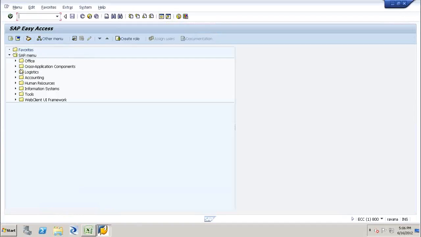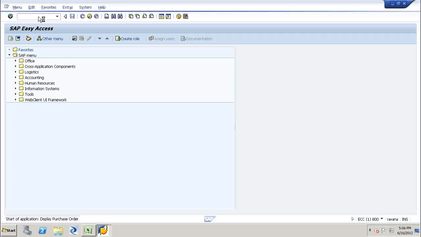Say here, we won't remember that anyway, it's too early for us. But anyway, just to give you an idea, if I want to create a sales order or a purchase order, I will run. If you see in the top left corner, I just entered ME23N. So that is the place where users will give a transaction code. If you see in the status bar, start of application, display purchase order. So that means this T code whatever I have entered is to display a purchase order, not to create a purchase order.